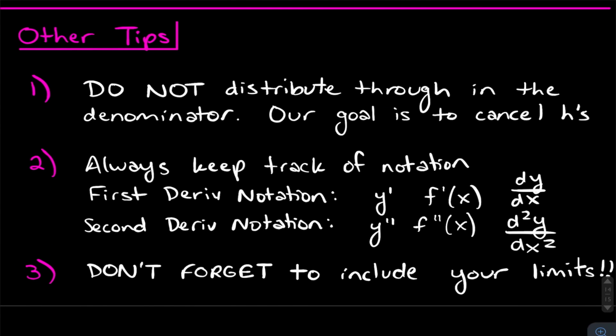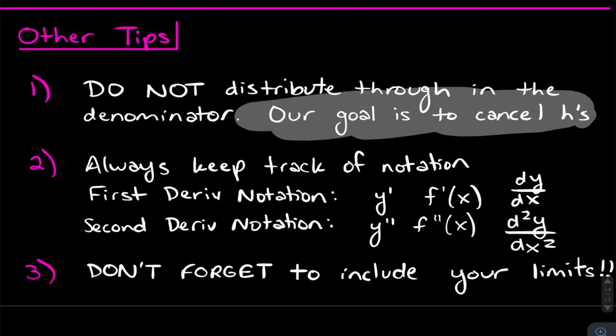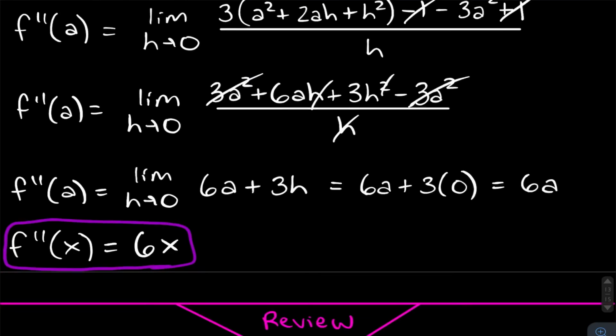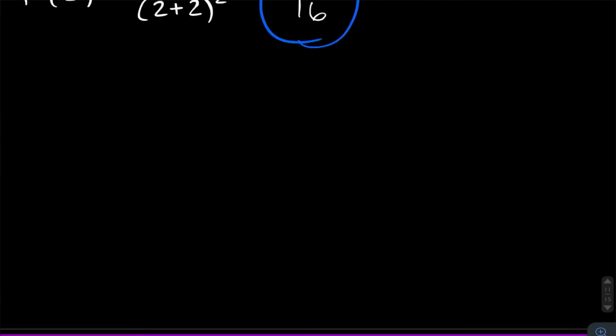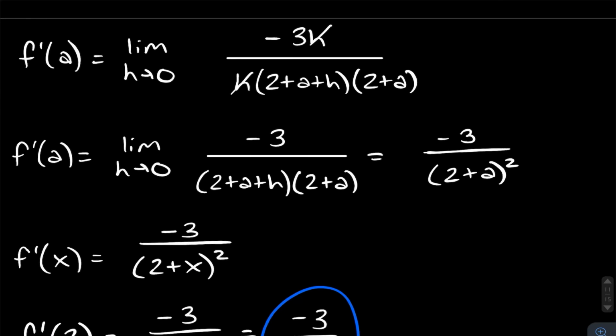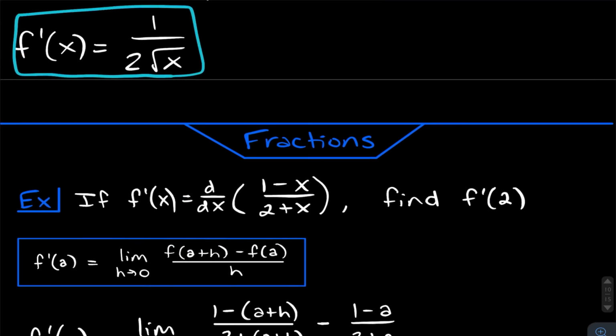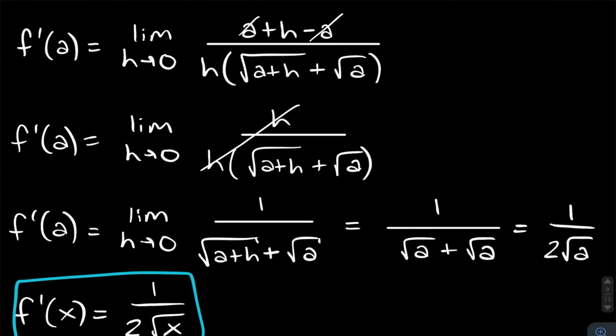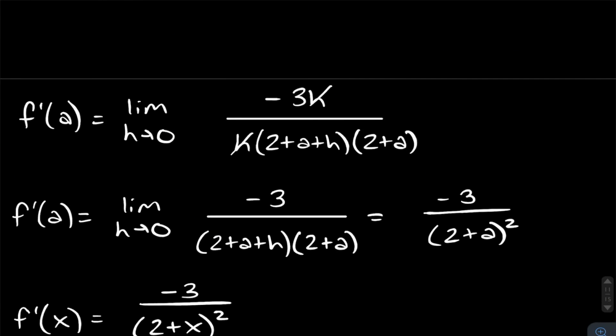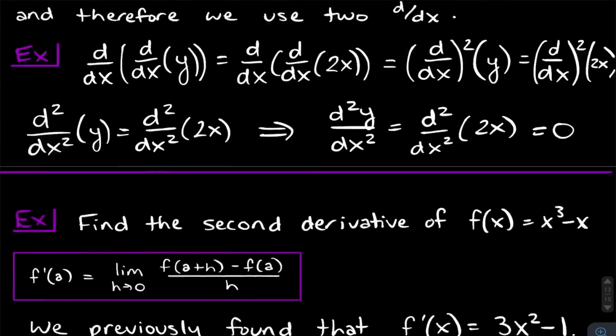I do have three last tips for this video, and that is, don't distribute through that h in the denominator. Our goal is to cancel those h's, and so it just becomes a lot clearer to cancel that h if you don't distribute it through. We found that out with the example. Right here, we didn't distribute this h through in the fraction example. And in the radical example, again, I told you not to distribute through that h because then it'll become more clear that the h's cancel. Our goal is to always cancel the h.